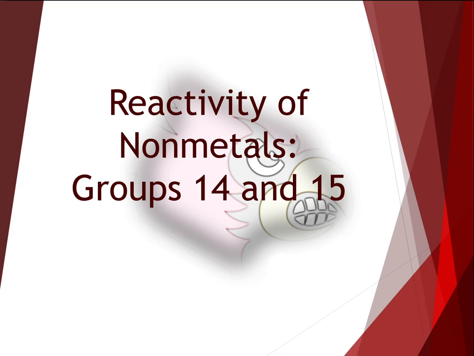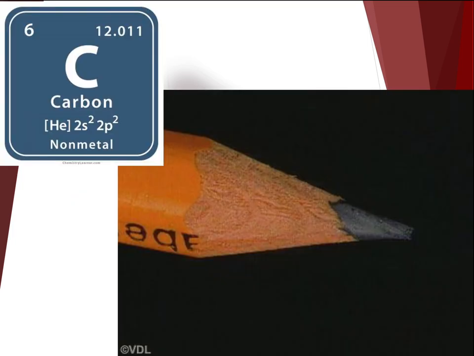Our next main idea, reactivity of nonmetals. Again, we're transitioning to the nonmetals here, groups 14 and 15. How do the nonmetals vary in reactivity? Do they follow the same periodic trend as the metals? Again, we can turn to the observations of the elements to find answers to these questions.